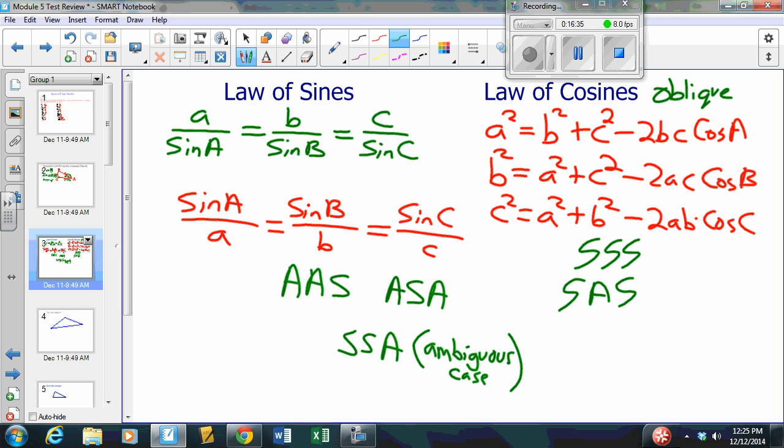If you're given two sides and an angle in between them, you would use the law of cosines. So if you're given a non-right triangle and you're given two angles and a side, you'd use the law of sines. Or two sides and a non-included angle, you'd use the law of sines. If you're given three sides or two sides and an angle in between them, then you would use the law of cosines. And these formulas I definitely have written on your 3x5 card. This is what we're going to be using. Okay?